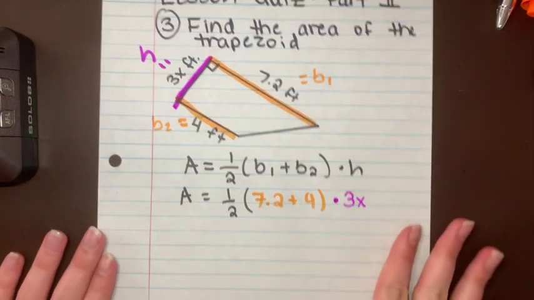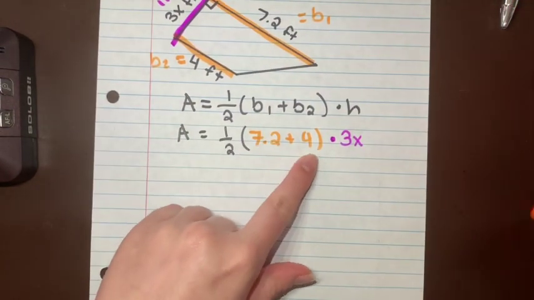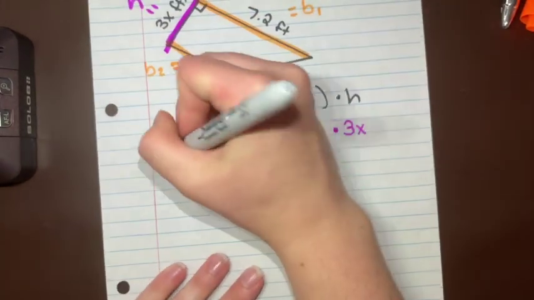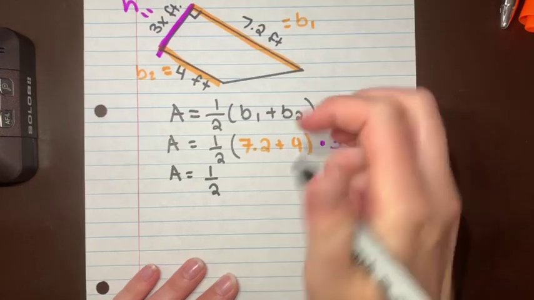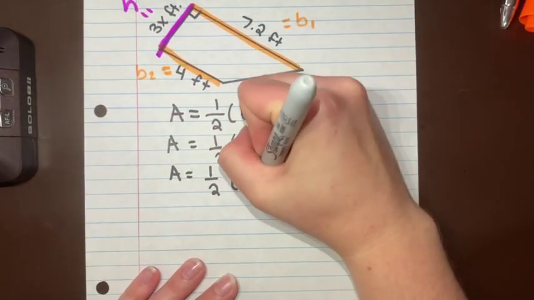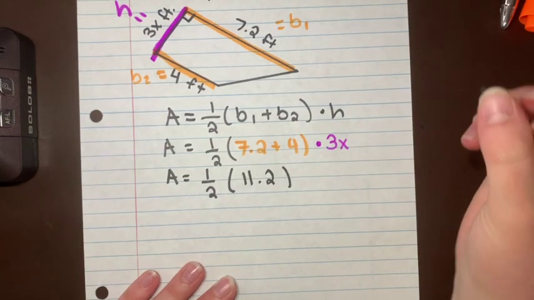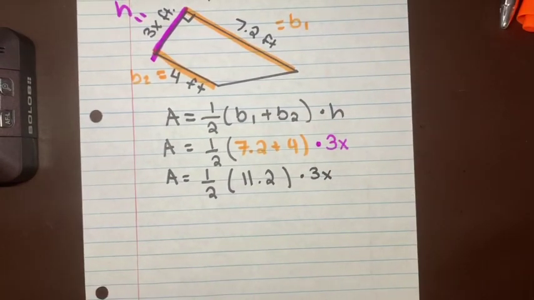We're not solving for x, it's just going to kind of be there and be annoying, you know? Okay, so let's go ahead and simplify. So let's go ahead and add these guys together. So what are we writing here? Our area is 1/2, and 7.2 plus 4 is going to give us 11.2. And remember, this is still times that 3x here.